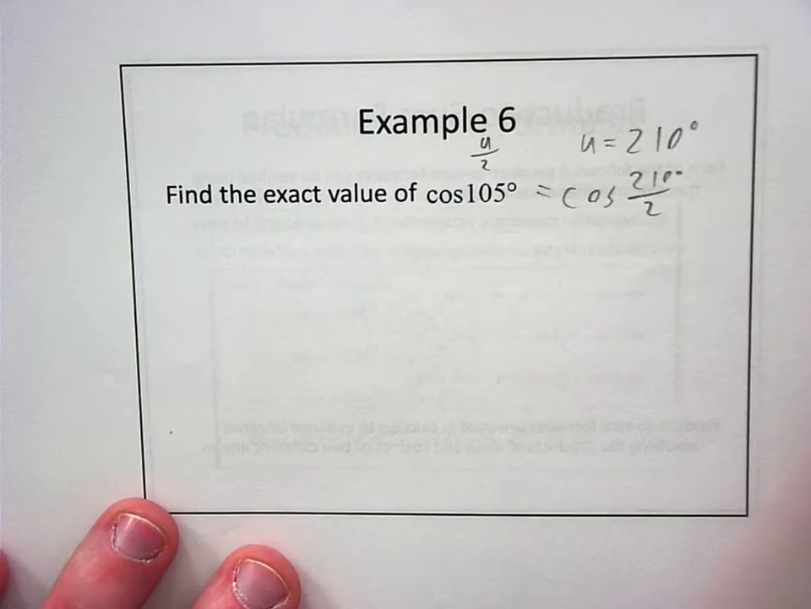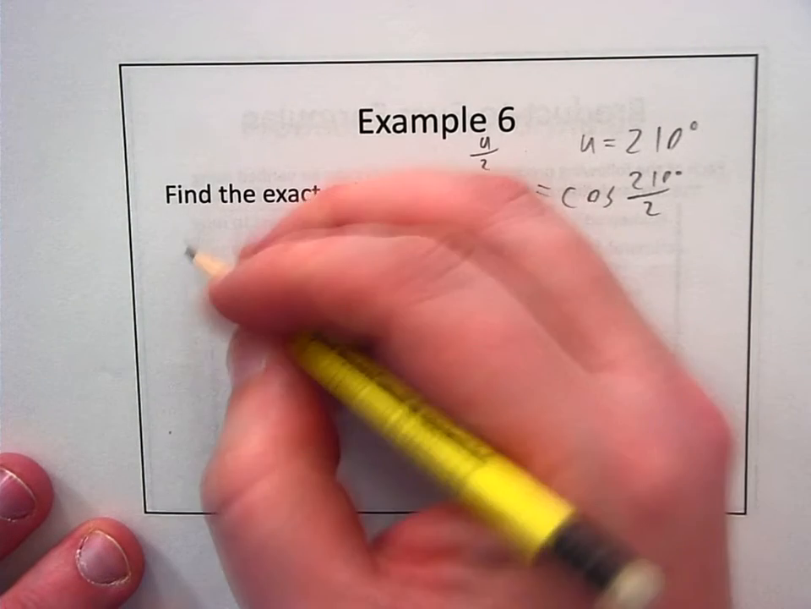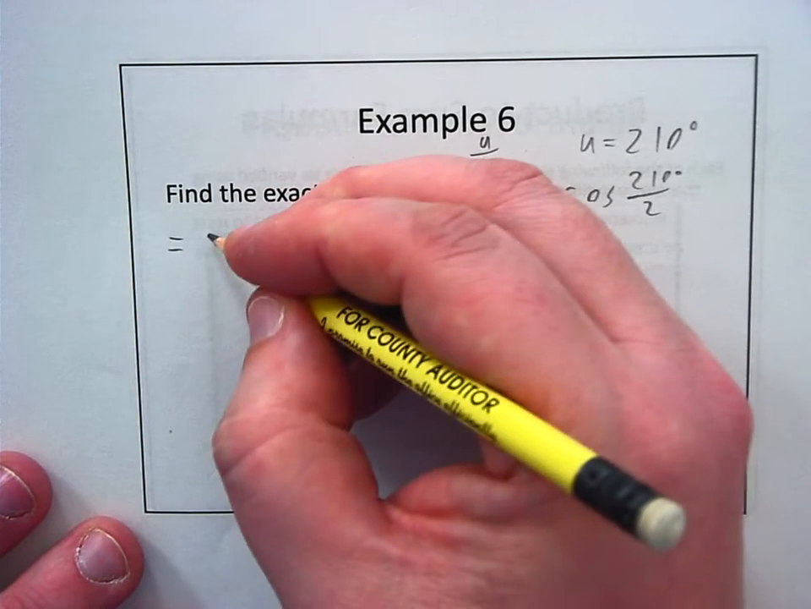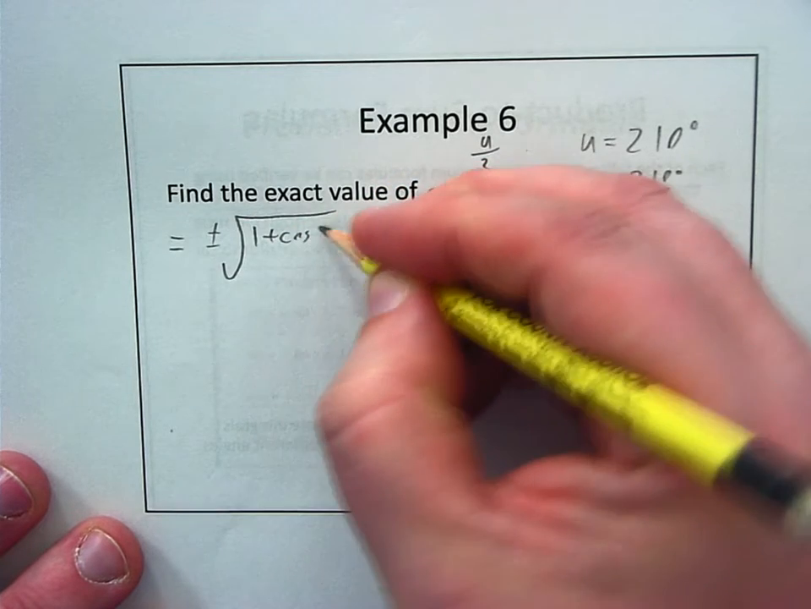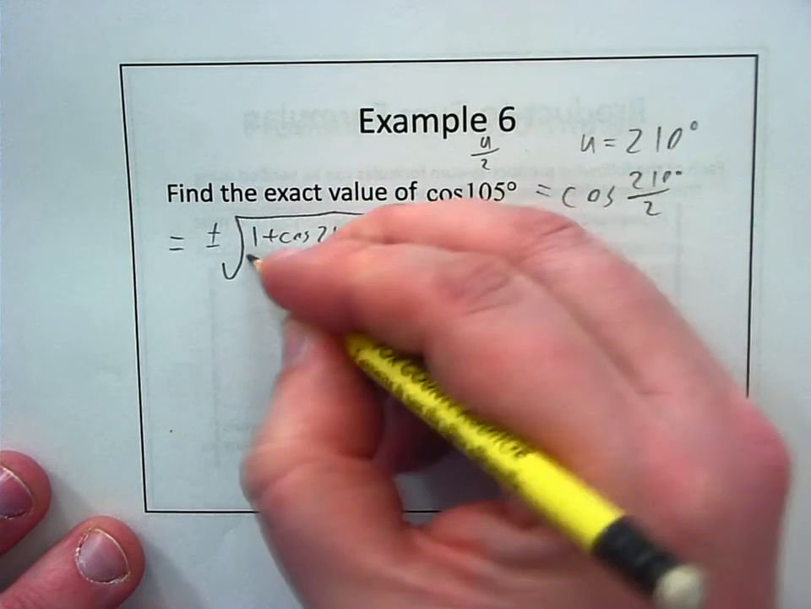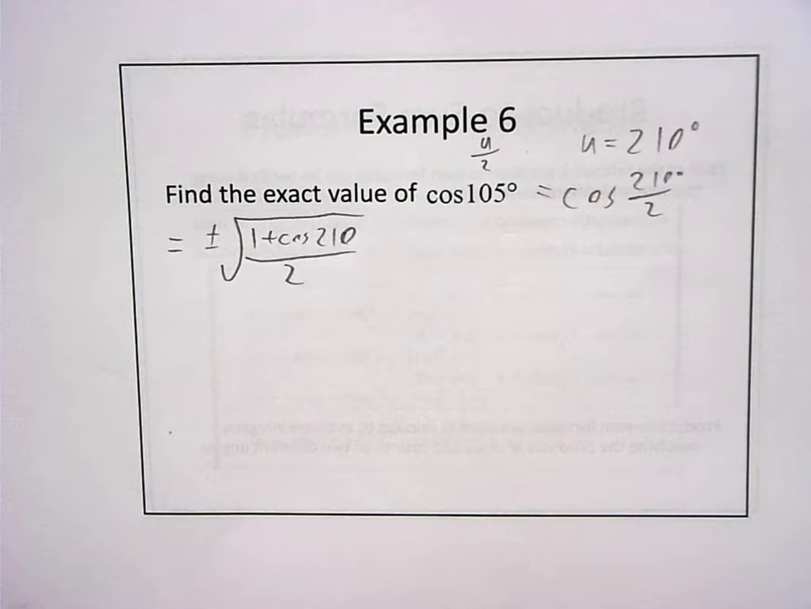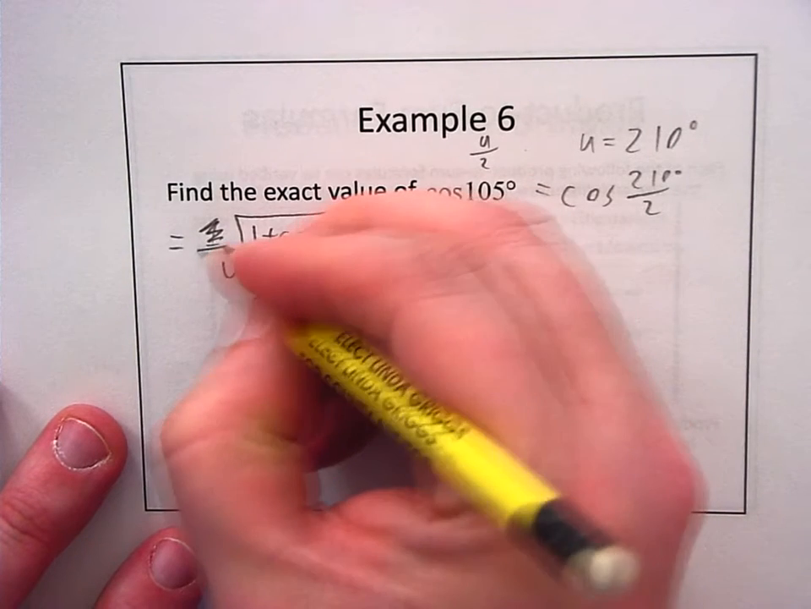Well, 210 degrees, the nice thing there is I actually know what that is on the unit circle, so I can work with that. Okay, so I'm going to set this up. If that u is 210, then this is going to be plus or minus the square root of 1 plus cosine of 210 over 2. Now I want to look back at the original real quick. Cosine of 105. At 105 degrees, is cosine going to be positive or negative? Negative. So I don't need the positive here. I just need that negative sign.